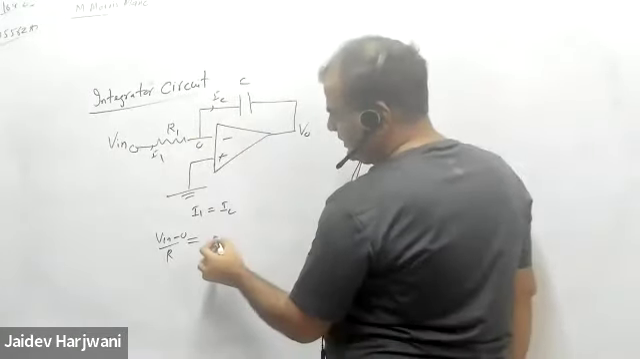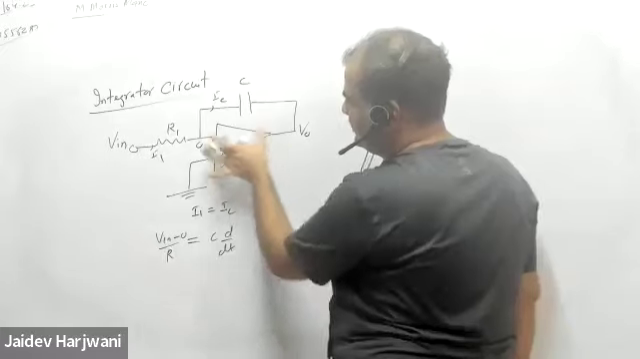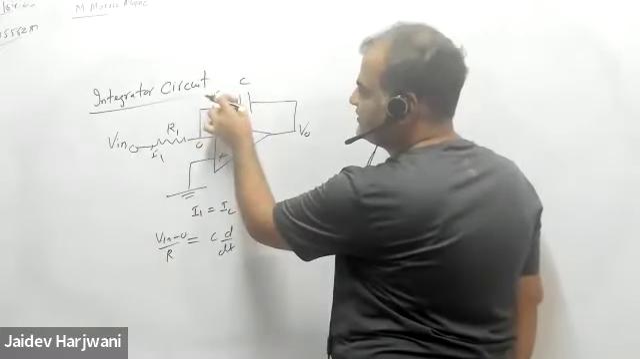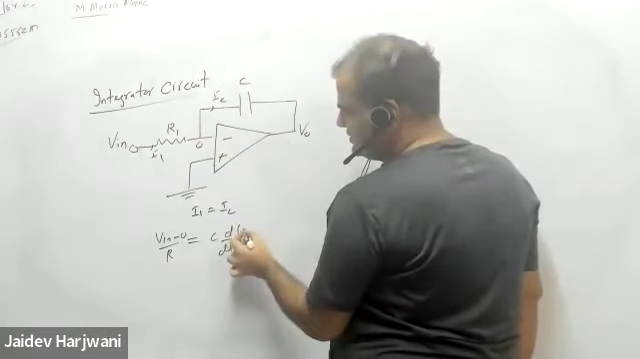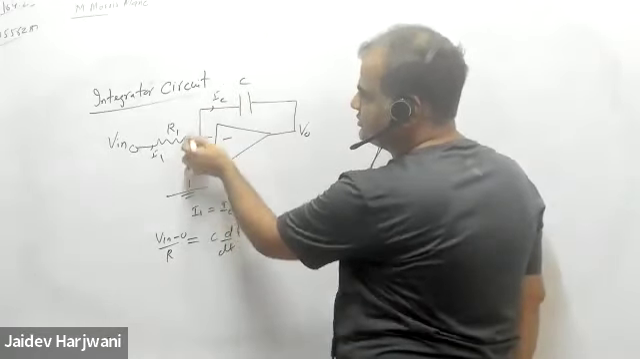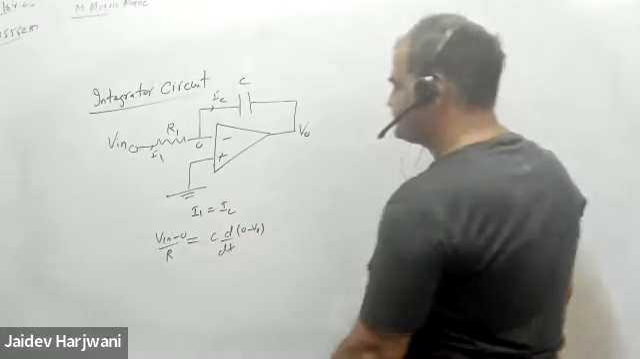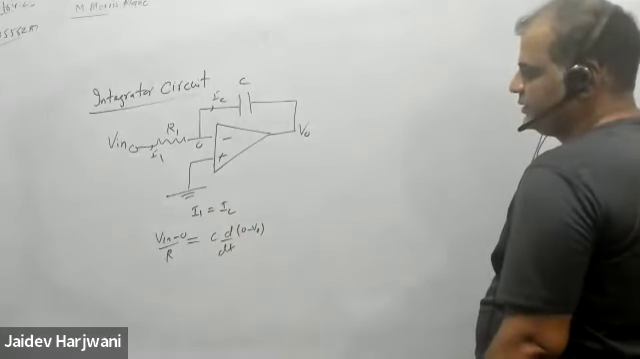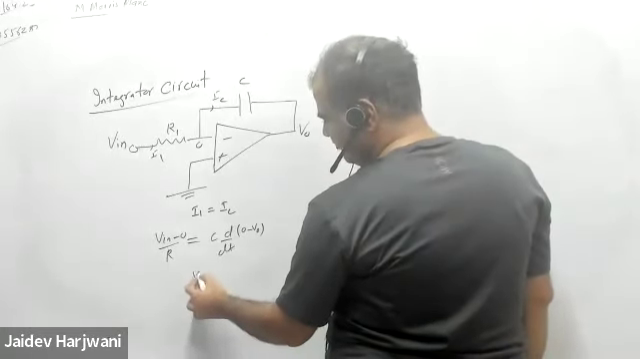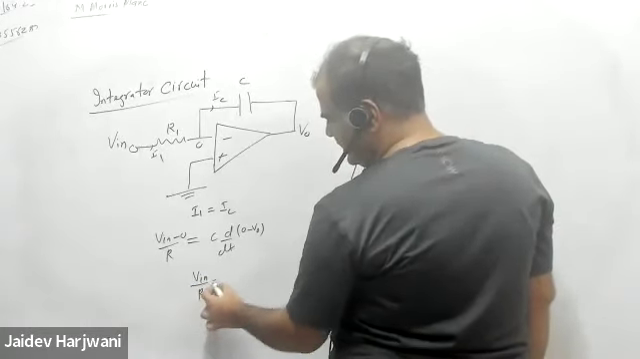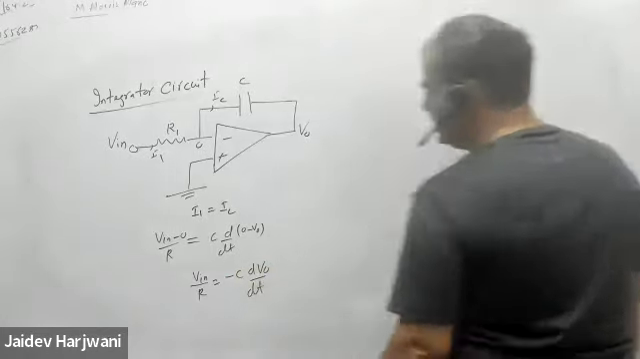So I will write C d by dt. Always see what is the voltage. Current is moving like this, this is plus, this is minus, but this is the 0 and this is V naught. So you always write 0 in the direction of current. 0 minus V naught. So this becomes your V input upon R equals minus C dV naught upon dt.